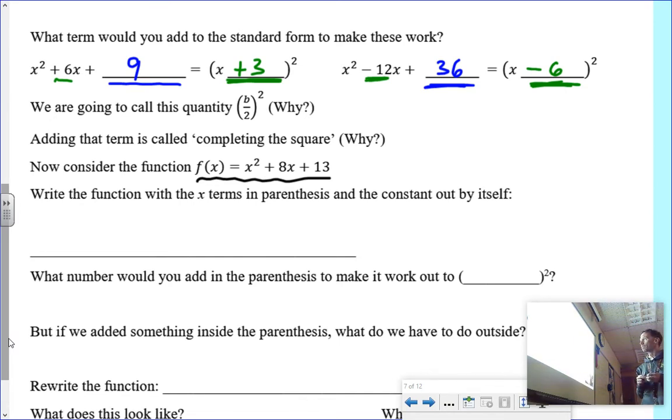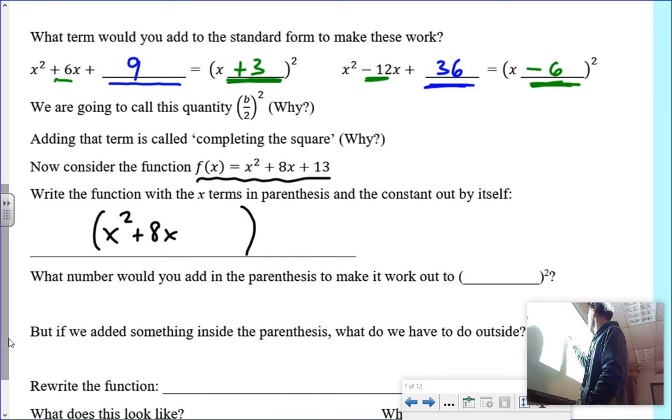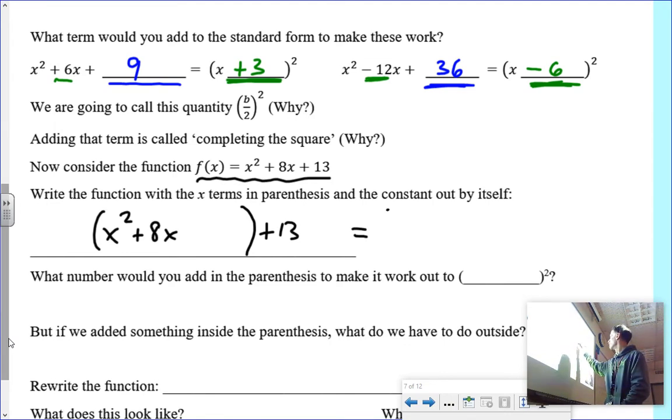So here's what we do. We're going to take the x terms and just kind of separate them out. So I'm going to do it like this. So x squared plus 8x. I'm going to leave a space, close the parentheses, and then put the 13 out here. And then what I want this to be equal to is x and then something squared plus, whatever's left over.